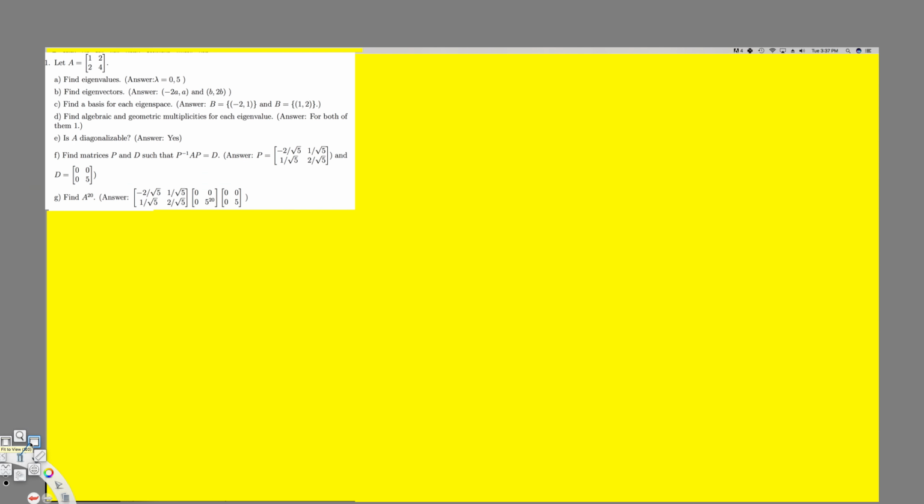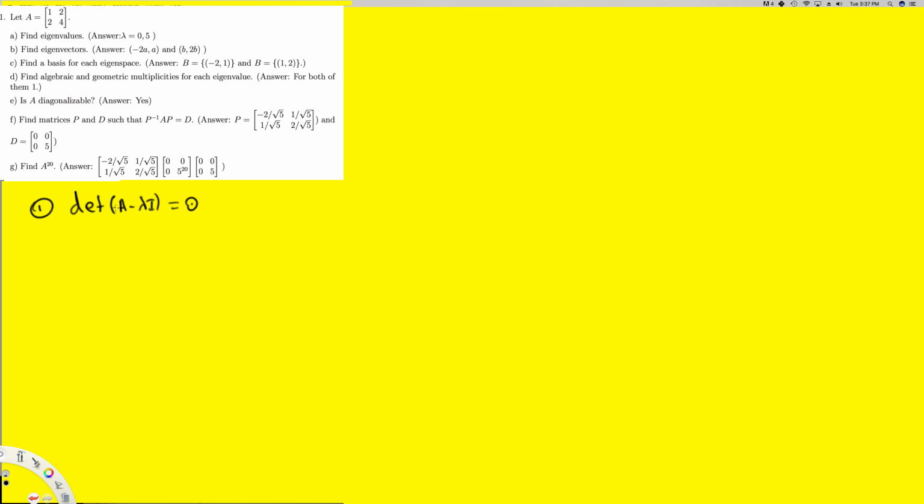Let's do this problem right here. The question is asking, find the eigenvalues, the first question. To do that, I have to set this into the determinant of A minus lambda I equal to 0.